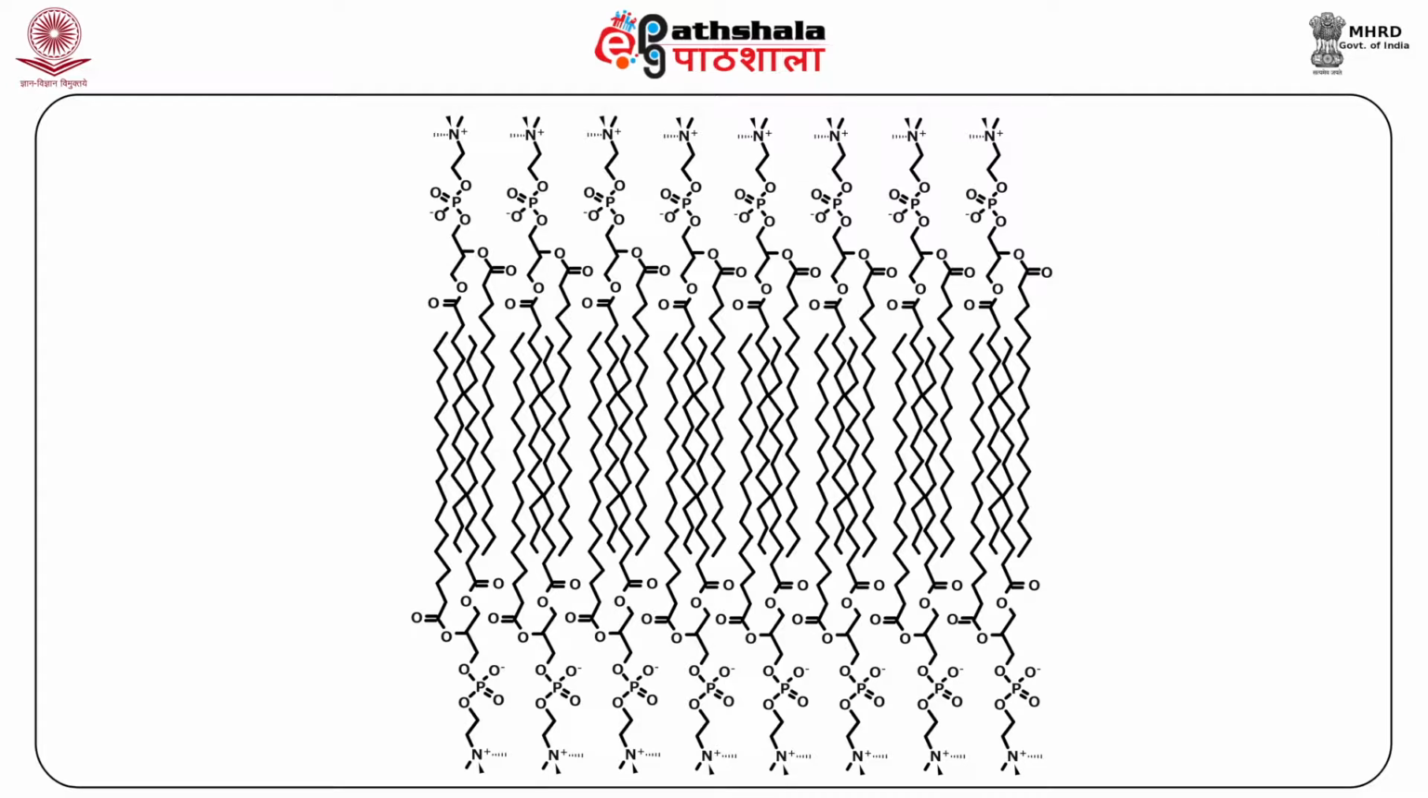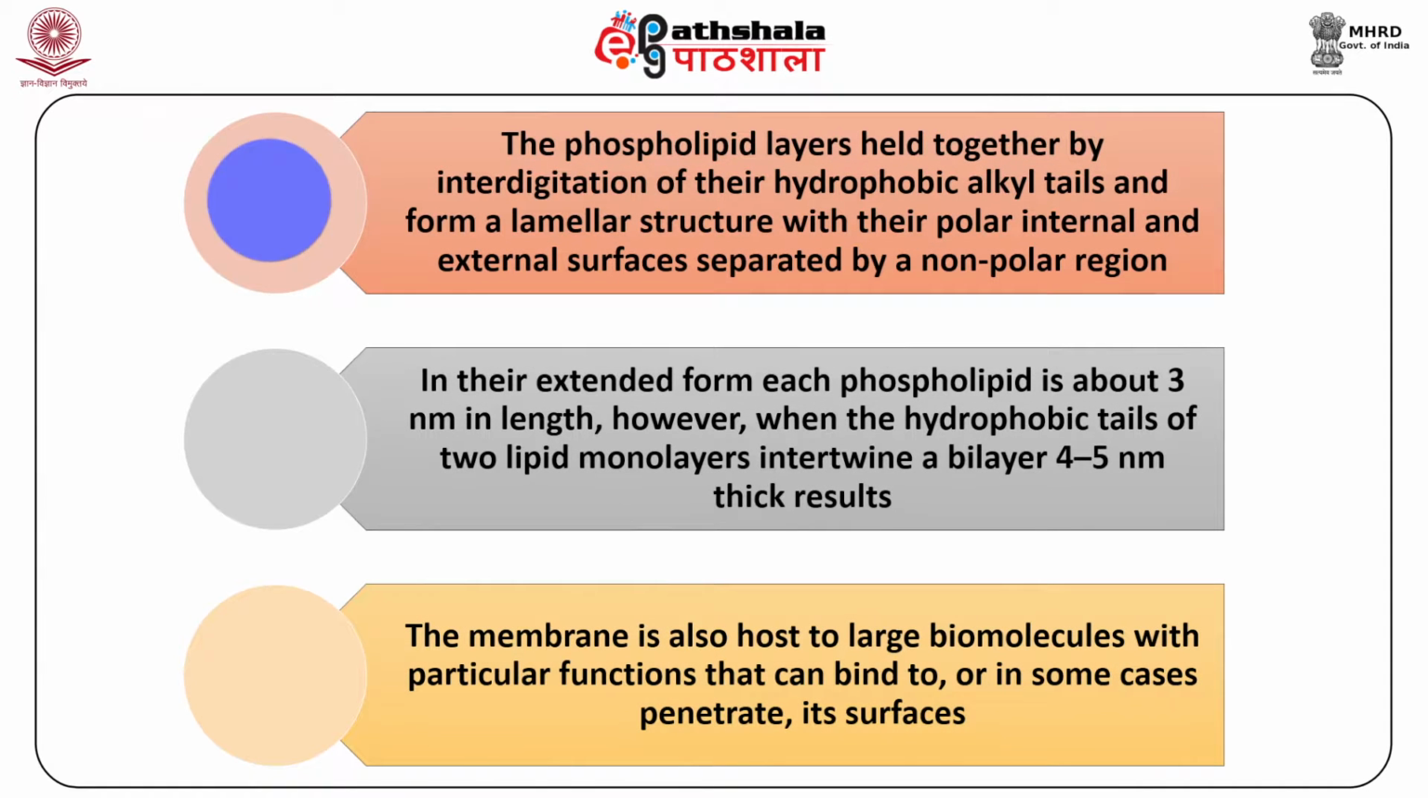This results in a bilayer arrangement in which the organic components are all hidden away from the solvent while the hydrophilic portions face out. The phospholipid layers are held together by interdigitation of their hydrophobic alkyl tails and form a lamellar structure with their polar internal and external surfaces separated by a non-polar region. In their extended form, each phospholipid is about 3 nanometers in length. However, when the hydrophobic tails of two lipid monolayers intertwine, a bilayer 4 to 5 nanometers thick results. The membrane is also host to large biomolecules with particular functions that can bind to or in some cases penetrate its surfaces.